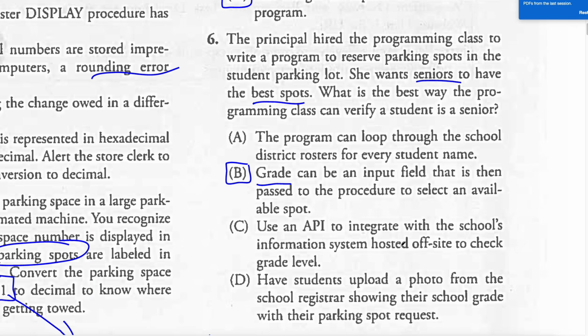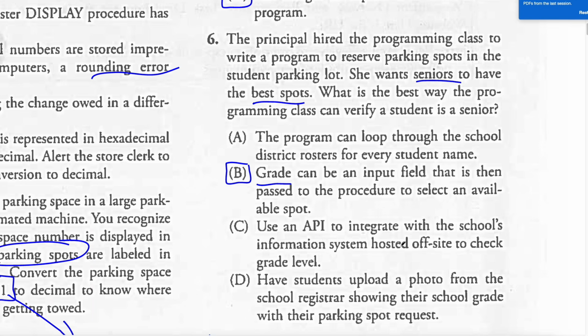to check the grade level. So use an API to integrate with the school's information system hosted off-site to check the grade level. You know, it's quite general. It feels like it might be right, but the API is when the school's system or any program will connect to receive more data from another system. The API is the thing that it uses to connect to another system. So this assumes the information system is hosted offsite, which really depends, but it's not feeling as good as B.